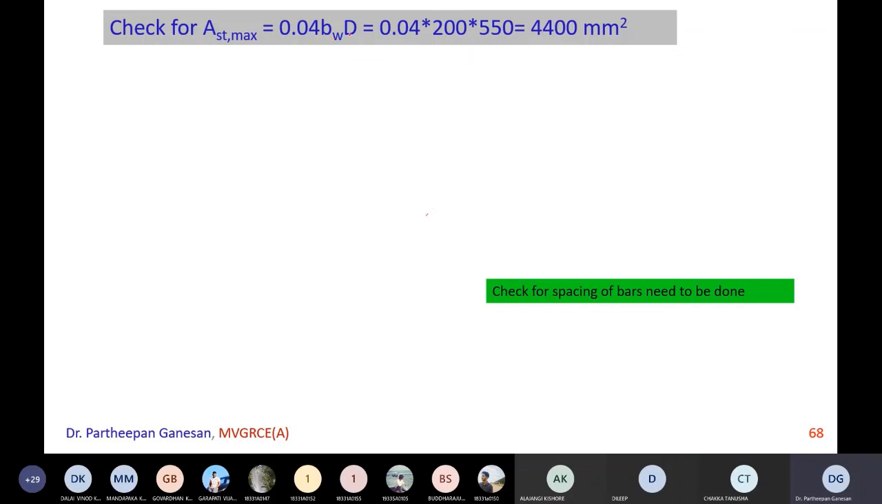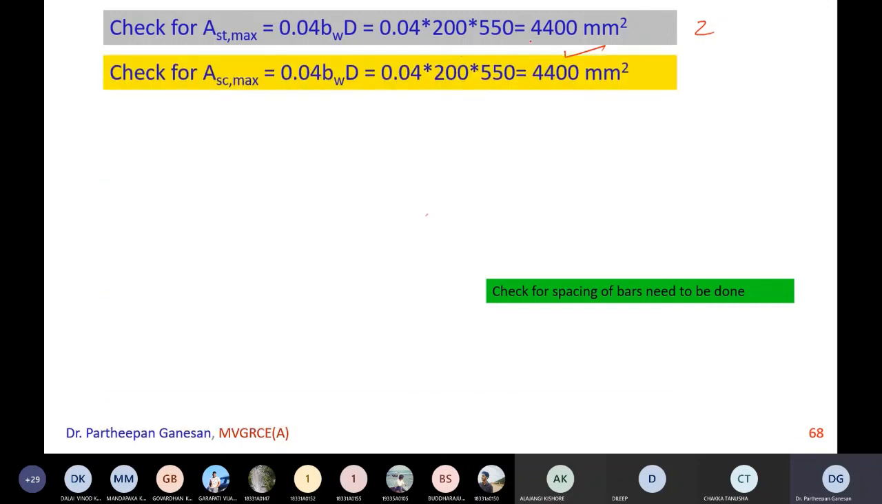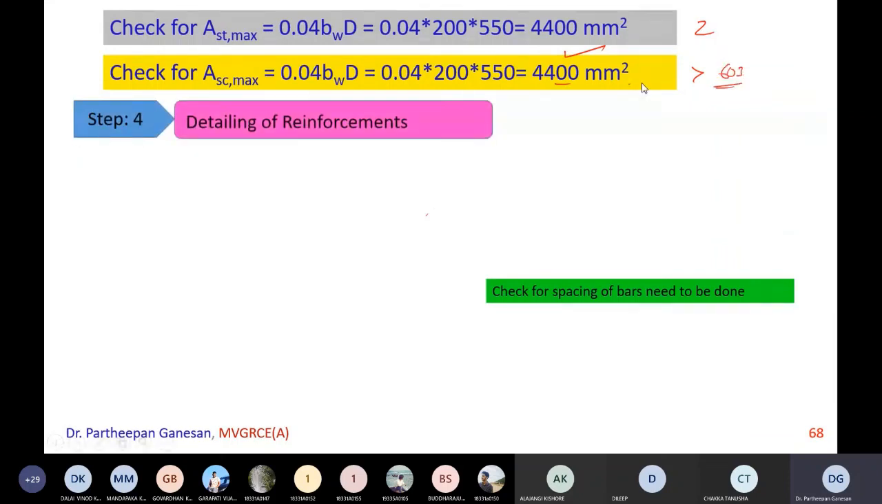Ast minimum check is not required, but Ast maximum you have to check. So 0.04 bD is coming out to be 4,400. We have provided only 2,884, as you can see from the previous step. Similarly, Asc maximum is 4,400, which is greater than the 603 that we have provided. So this is also fine.